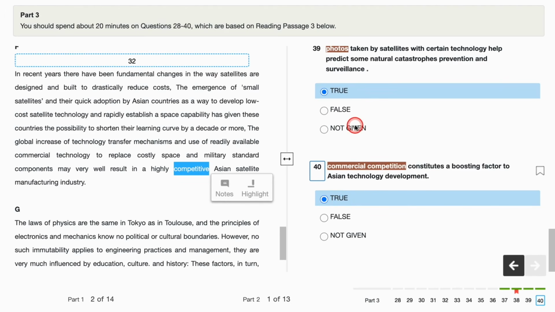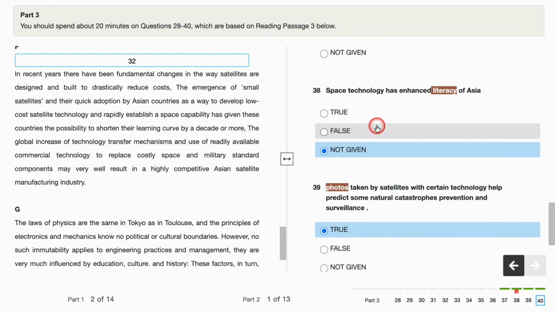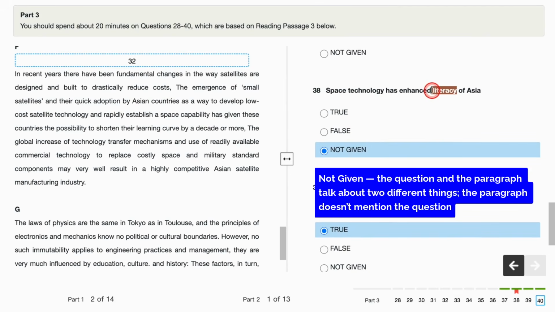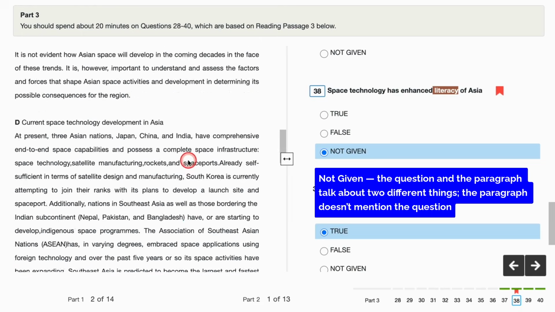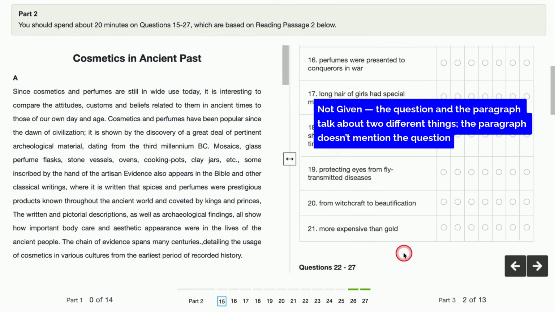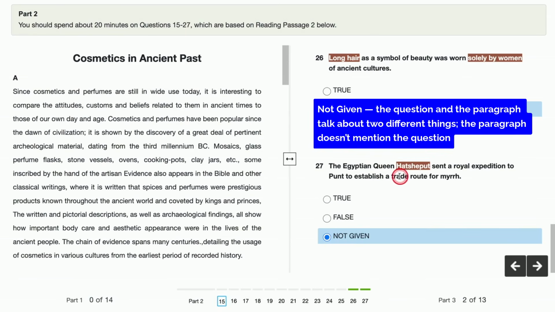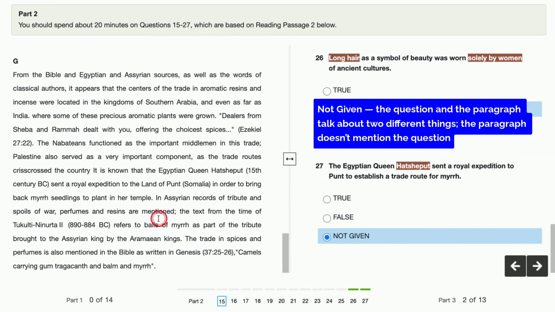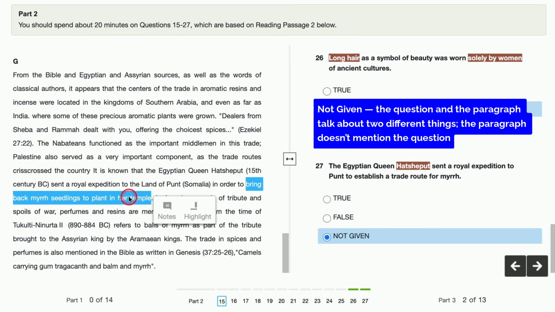I think not given is the hardest option. Usually if the answer is not given, the question and the paragraph talk about different things. For example, the question says literacy. However, the paragraph says distance education. Distance education and literacy are two different things, right? The paragraph doesn't mention literacy. Also, this question. The question says establishing a trade route for this, whereas the paragraph says bringing back this plant in her temple. These are two different concepts, right? The paragraph doesn't mention establishing a trade route, so the answer is not given.